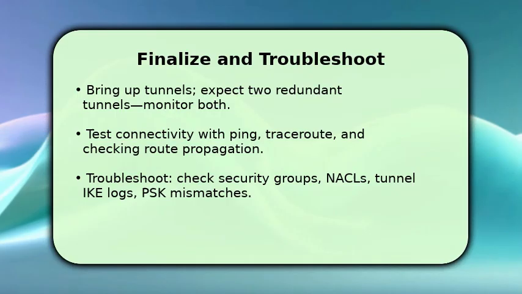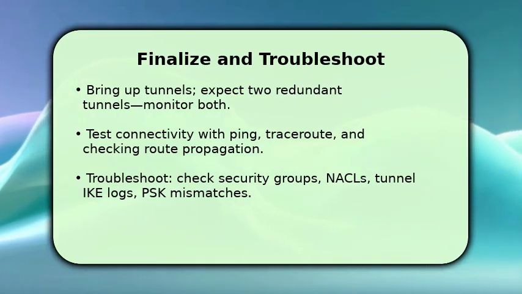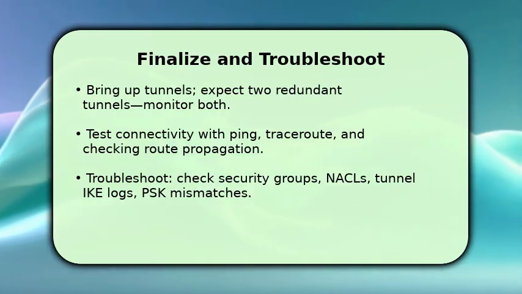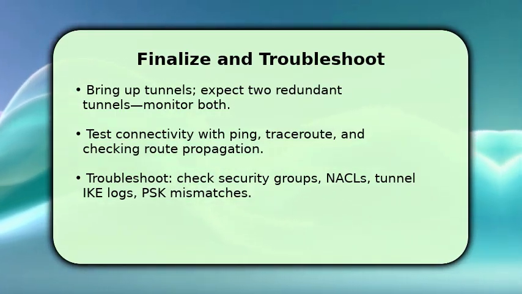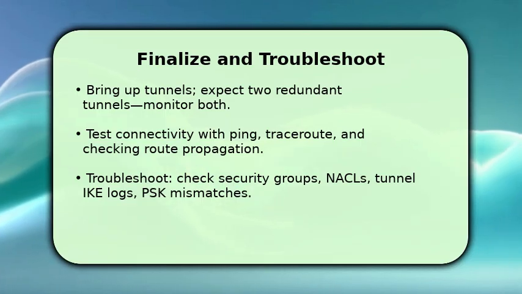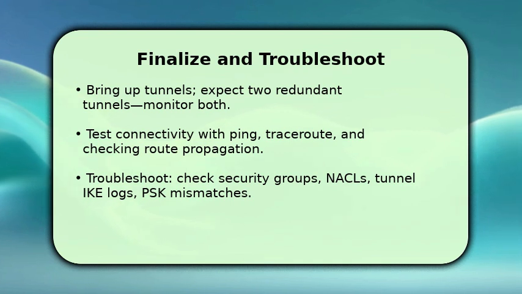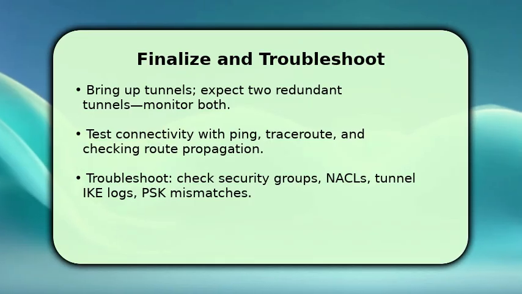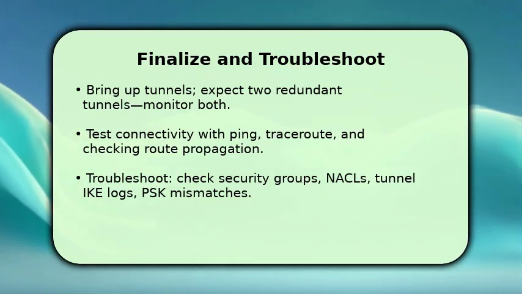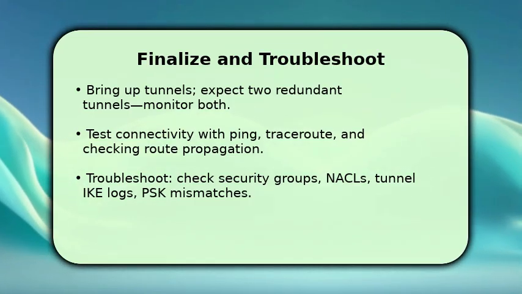Test connectivity from an instance in the VPC to an on-prem host using ping and traceroute, and verify route propagation in the VPC route table or via BGP session status. If things fail, check security groups, NACL, and the on-prem firewall rules first. Also inspect IKE/IPsec logs for PSK mismatches or incorrect proposals. Reapply correct crypto settings.